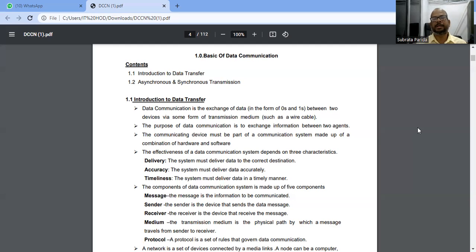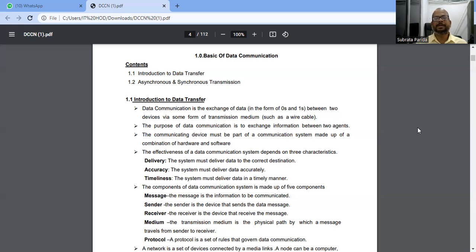So what is the effectiveness of data communication system? The data communication system effectiveness depends on three characteristics: delivery of the data, accuracy of the data, timeliness of the data. The data must be delivered to the destination address in a correct manner. The second point is accuracy. It should be delivered to the destination accurately and in a timely manner. The third one is timeliness. These are the three effectiveness of data communication system.